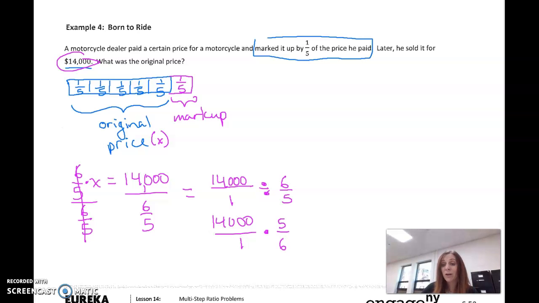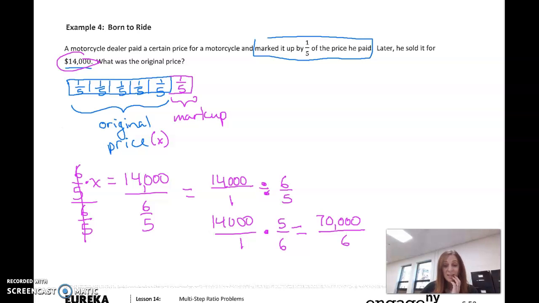I will tell you there is a way to cross reduce here. I'm not going to worry about it. I'm just going to multiply straight across. If I were to go 14,000 times 5, I put that in a calculator earlier. So trust me, I got 70,000. If you find I got something wrong, let me know. And 1 times 6 is 6.